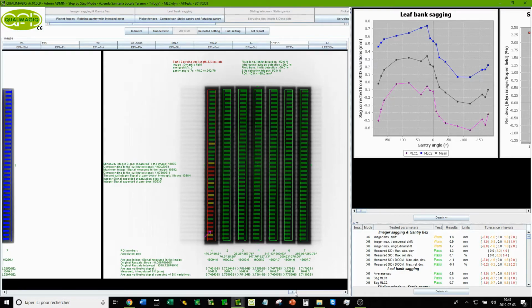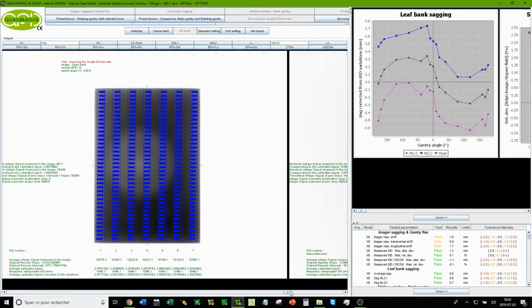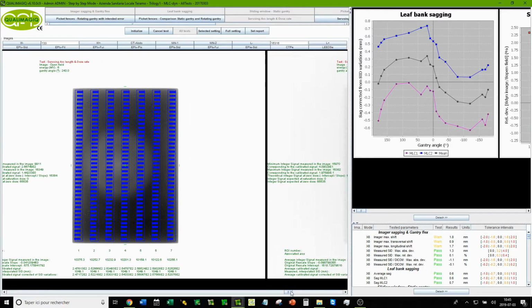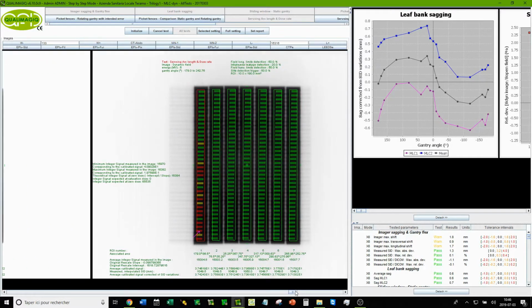We also remembered to do the same with an open field to remove from the results the impact of the response of the portal imager. And as you can see, all results give or take 2% are good for these bands. The first one, with the maximum gantry speed, is a bit problematic.